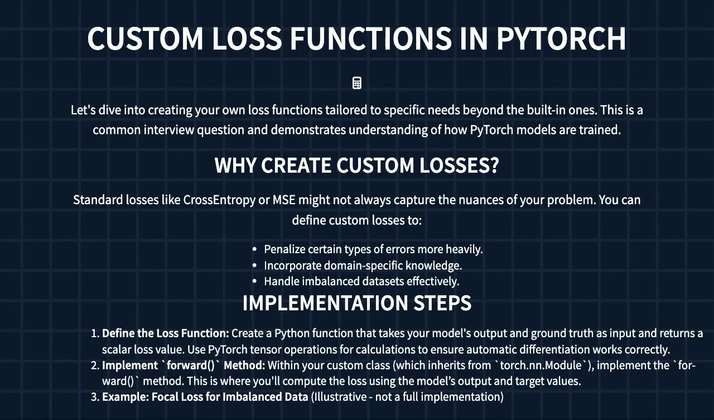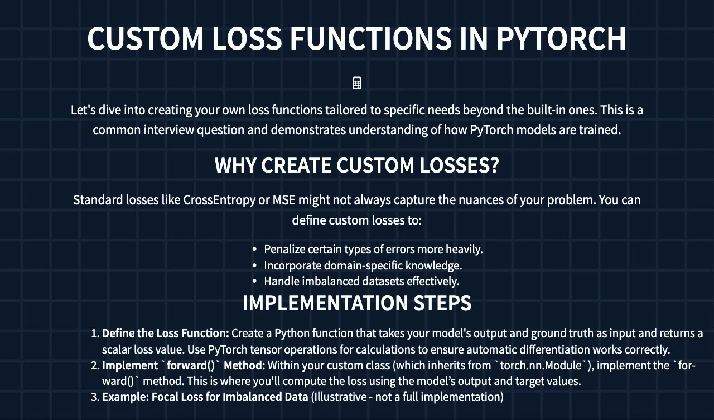Okay, let's talk about crafting custom loss functions in PyTorch, a really valuable skill to have. Often, the built-in losses aren't quite right for your specific task. You might want to give extra weight to certain errors or incorporate some domain expertise into how you measure success. The first step is simply defining your loss function as a Python function, taking the model's output and the true labels as input and returning a single scalar value representing the loss.